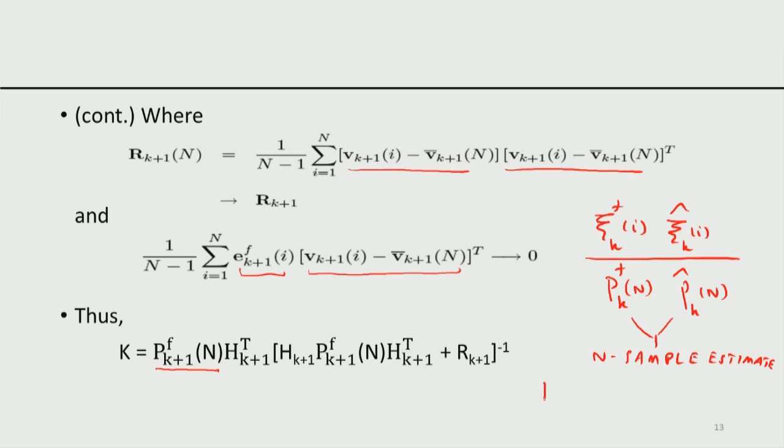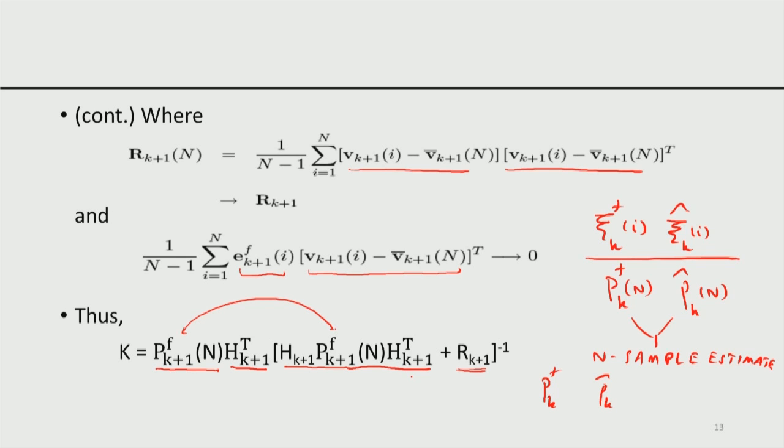So if I say P_k^f, that is the actual forecast covariance. If I say P_k hat, that is the actual analysis covariance. If I attach an n to them, that is an estimate. So this is the n-sample estimate of the forecast covariance, times H_{k+1} transpose. This is the same formula as comes from linear analysis. Again, we understand these two are the same quantities, an ensemble approximation, and R_{k+1} we already know.